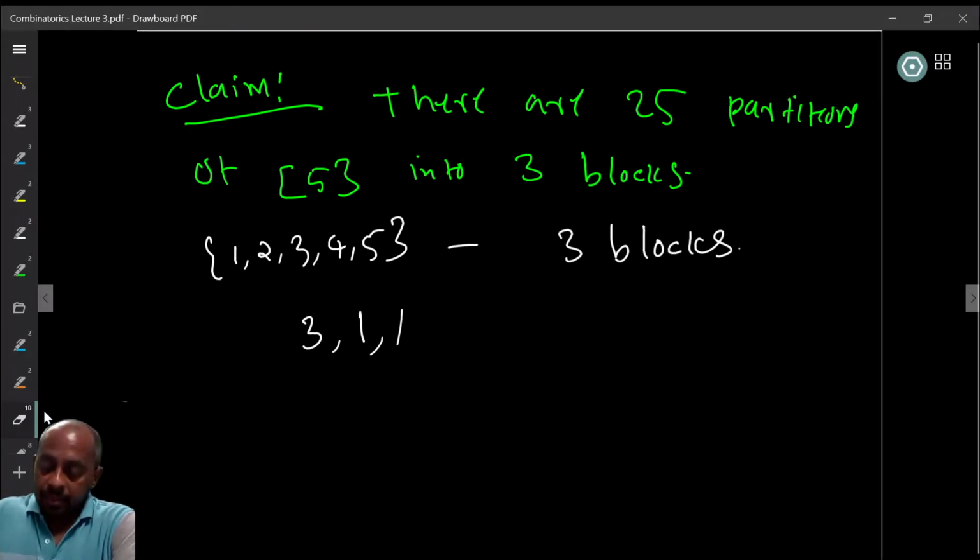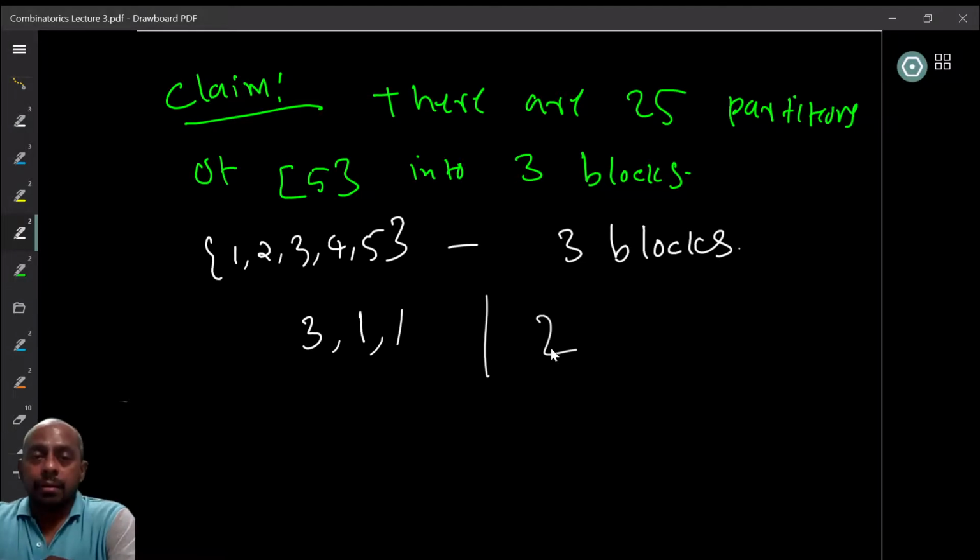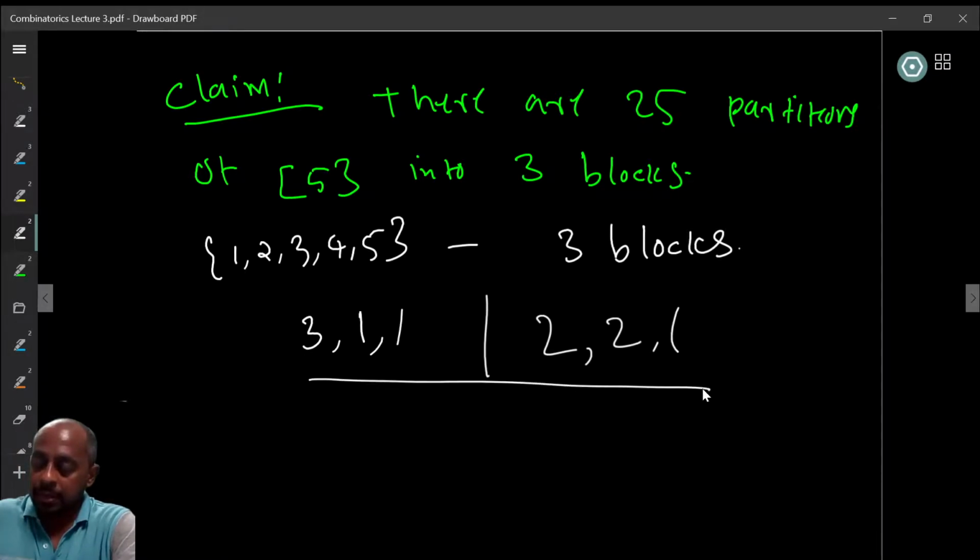This is one possibility. The other possibility is that one subset has 2 elements, then since there are 3 blocks, we need to have another 2 and then 1. You cannot put 1, 1, 1, 1, 1, because you are only allowed 3 blocks. So one can verify that the only 2 possibilities are blocks of size 3, 1, 1 or 2, 2, 1.